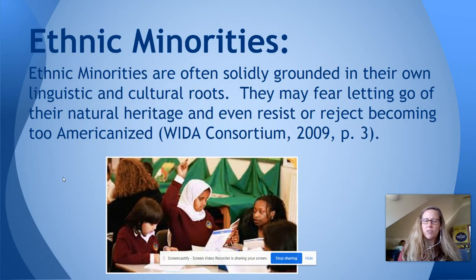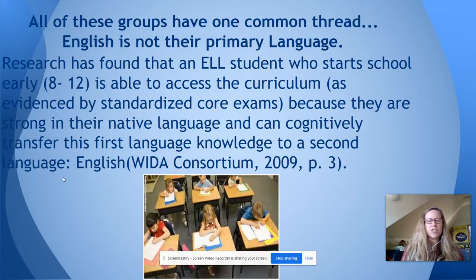And finally, ethnic minorities. Those are people who are citizens. They're solidly grounded in their own linguistic and cultural roots, but they may fear letting go of their native heritage, and they may even resist becoming too Americanized. This would be your biggest population, ethnic minorities, especially for those of you who would teach maybe close to the Mexican border or in California. There's a big population.